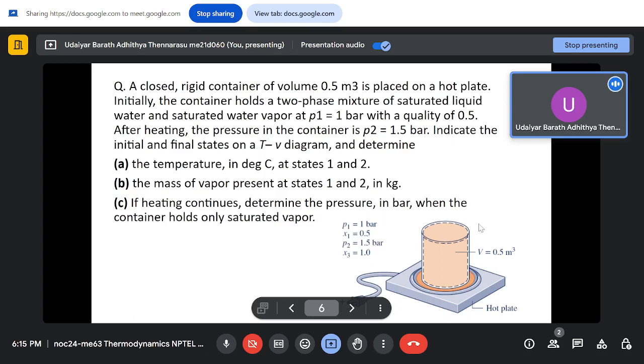The next case is that this is placed on a hot plate, so it gets heated up and your pressure increases to 1.5 bar. In this case you will have some other fraction which we need to find. Being heated up, liquid will evaporate and become vapor. When it fully turns into vapor, the whole container contains only vapor. What will be the pressure at this state? So these are the three states, and we have to find the corresponding temperature, pressure, and the mass of vapor.